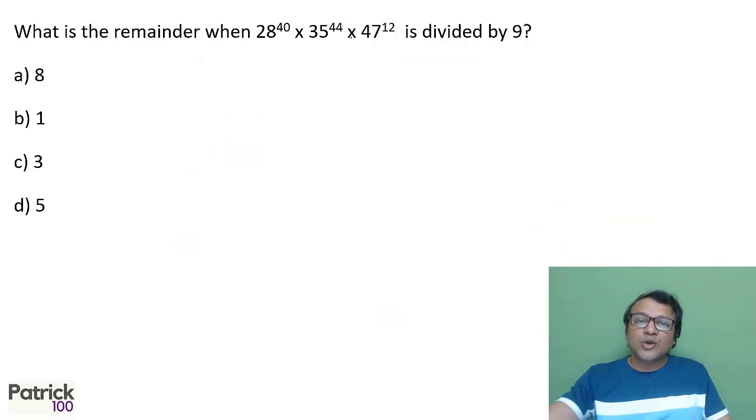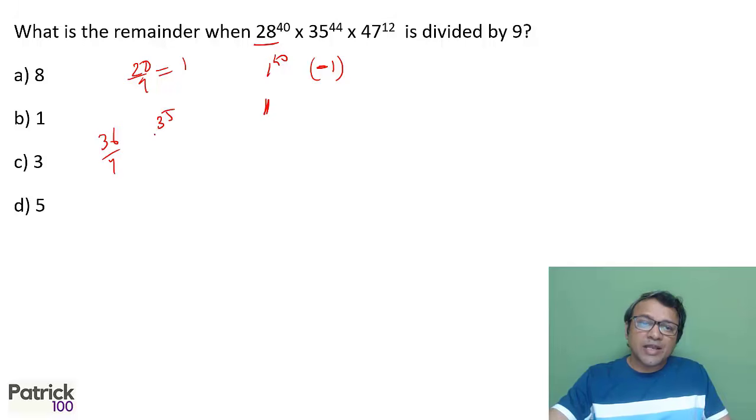What's the remainder when you divide by 9? If you look at 28, you directly divide by 9. You get remainder 1. So 1 raised to 40, remainder is 1 itself. 35 when you divide by 9, you get remainder minus 1, because 35 is 1 less than 36. 36 is divisible by 9. So when you say 35 by 9, we take it as minus 1 because less. So minus 1 raised to 44 will also give you 1 remainder.